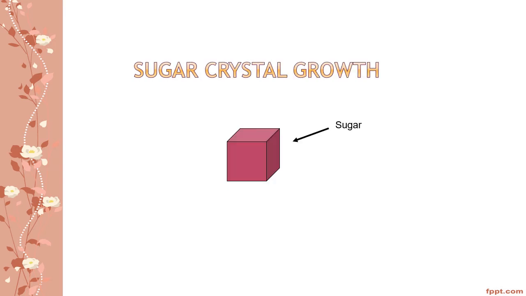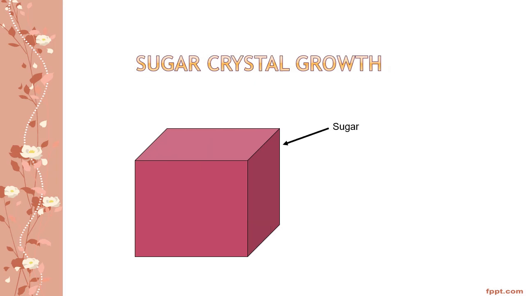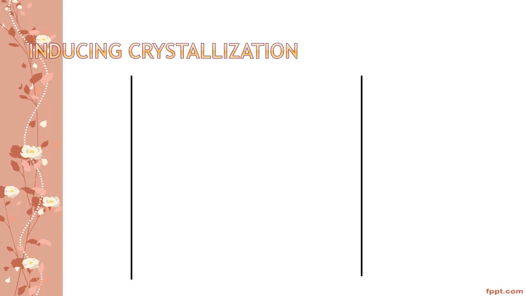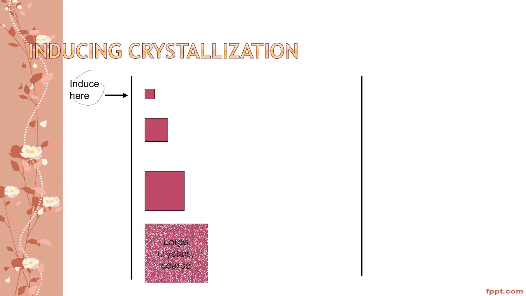Okay, this is the animation of how sugar crystal grows. So this is sugar. After some time, it will get bigger and bigger. Okay, so how do we induce crystallization? We induce it here. We induce it here. Then we have a small crystal, and we have the bigger one, and the biggest. Okay, so a large crystal will have a coarse texture, meaning you can feel it.